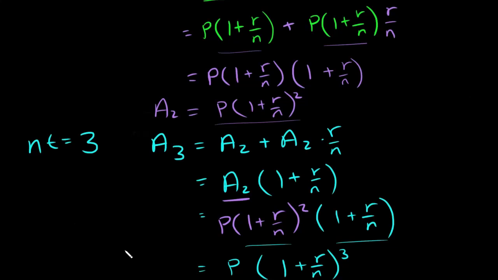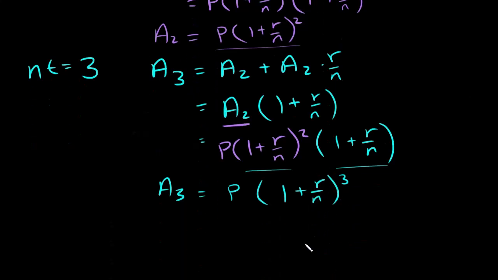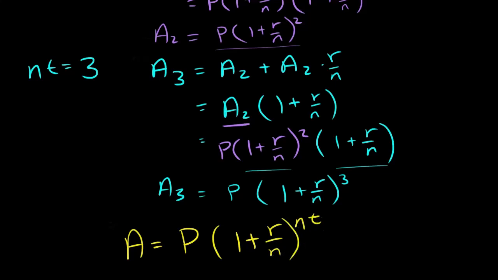Now I'm starting to see the pattern. Whatever N times T is, that's the power that I'm bringing this 1 plus R over N to. So in general, what is my formula at the end of the day? My formula is A equals P times (1 plus R over N) to the N T power. So the amount that I have after N times T compoundings, or after a certain amount of time T, is this principal times (1 plus R over N) to the N times T power.